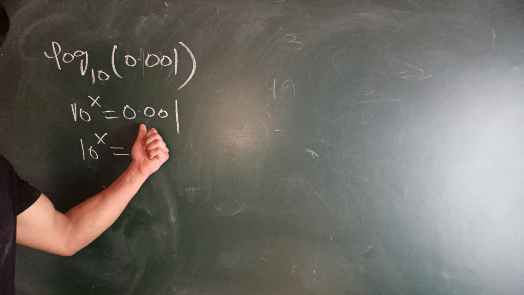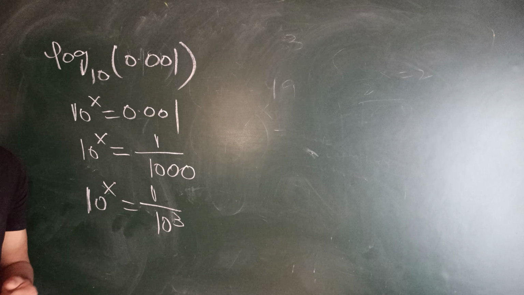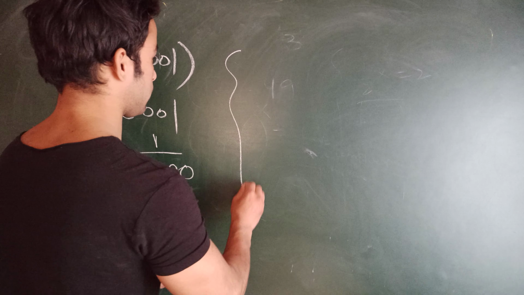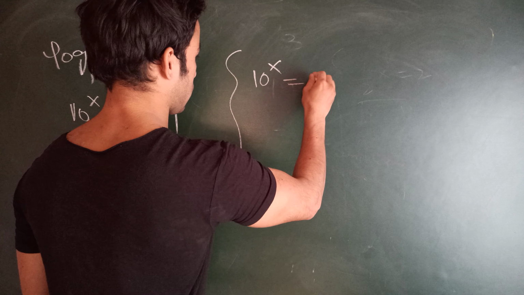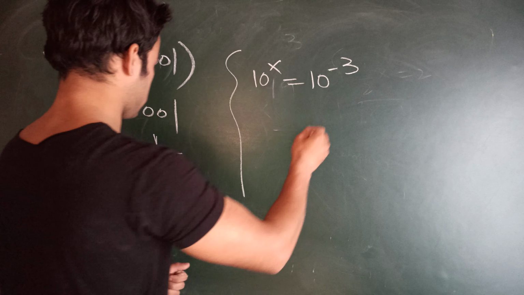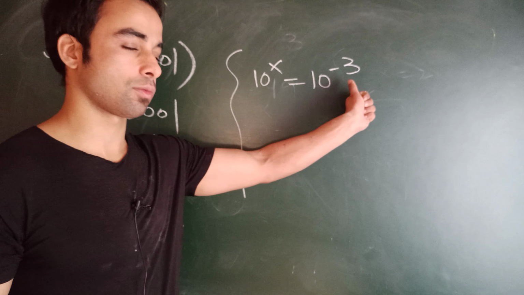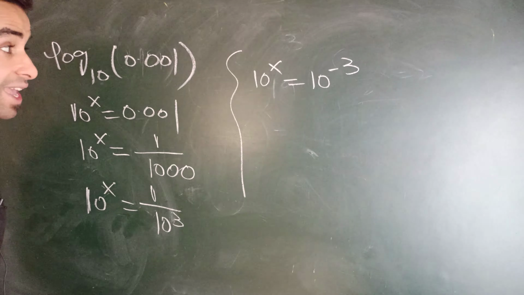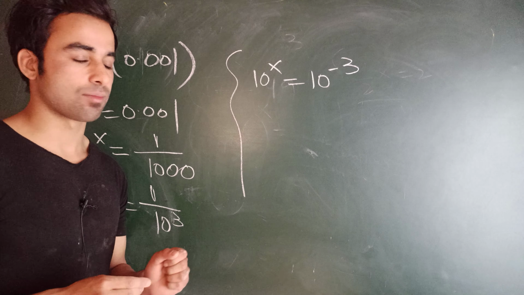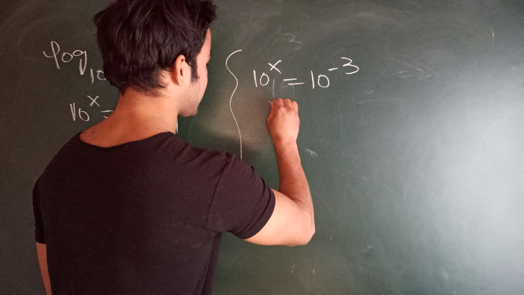So I can see that 10 to the x equals 1 upon 10 to the 3. Now 10 to the 3, bringing it into the numerator, the equation becomes 10 to the x equals 10 to the minus 3, because it was 10 to the 3 in the denominator. I brought it into the numerator, and it became 10 to the minus 3. Again, on both sides the bases are the same, so I can compare the powers. So x has to be equal to minus 3.